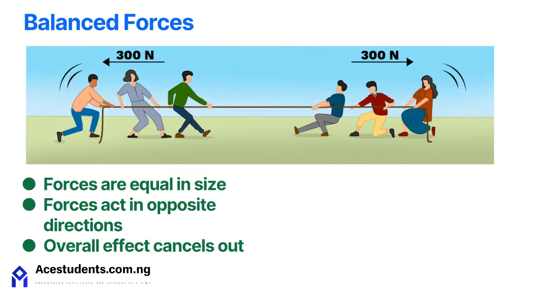Balanced forces occur when forces are equal in size and act in opposite directions. Because they cancel each other out, there is no overall change in motion. This is a very common definition question. Always use the phrase equal and opposite in your answer.